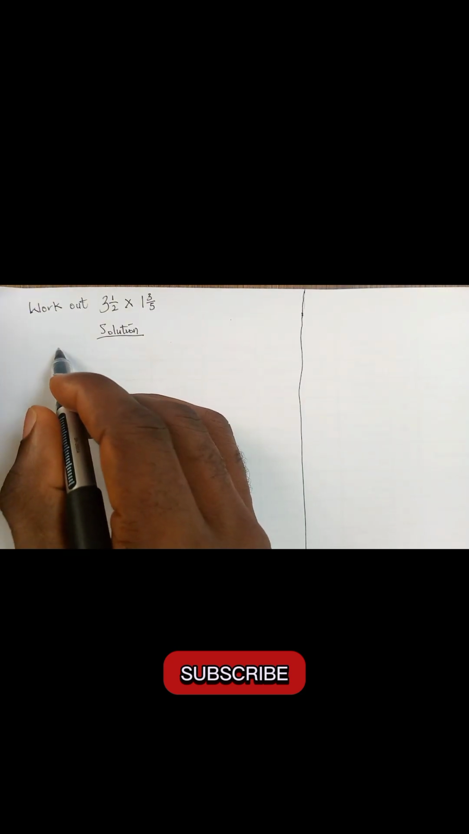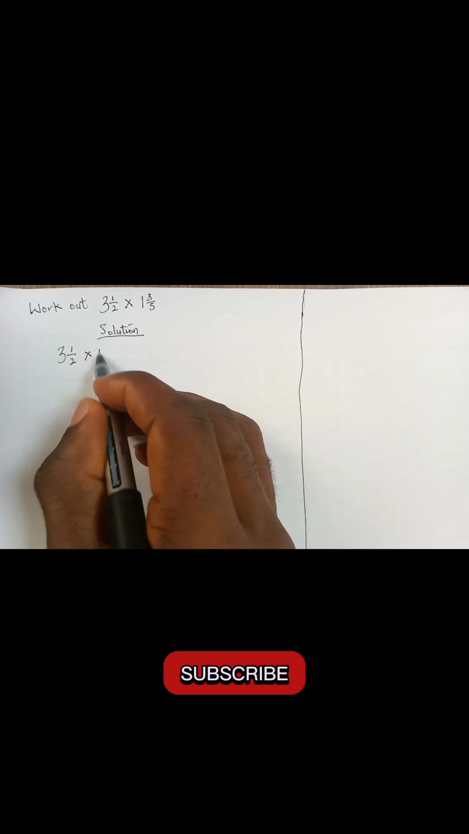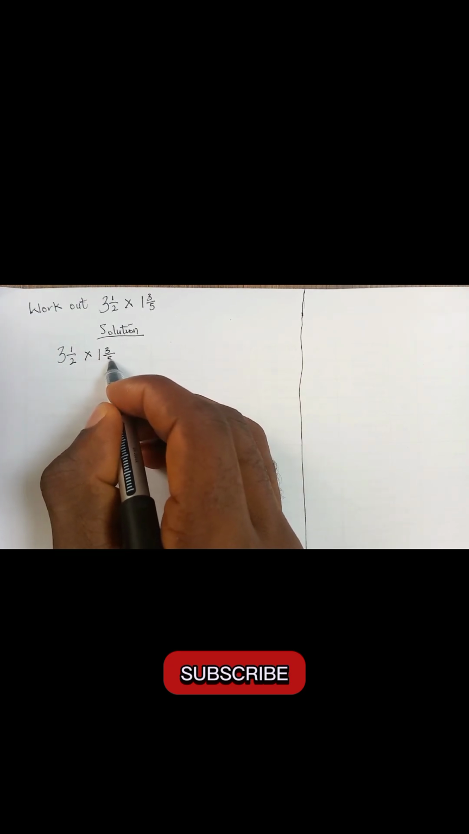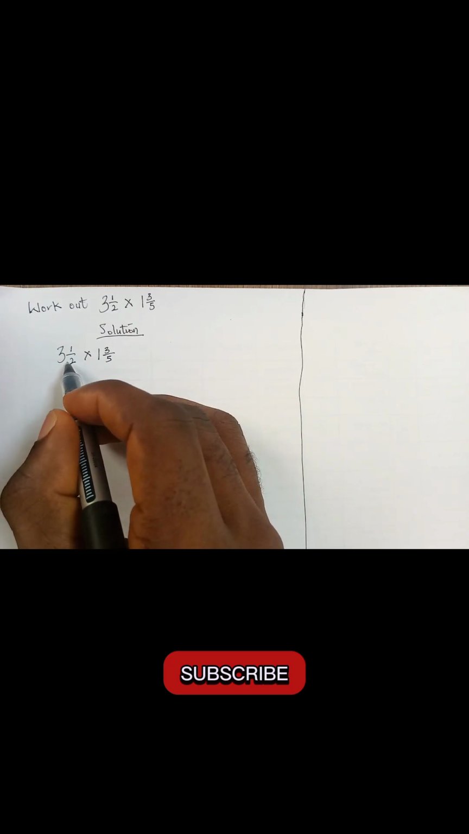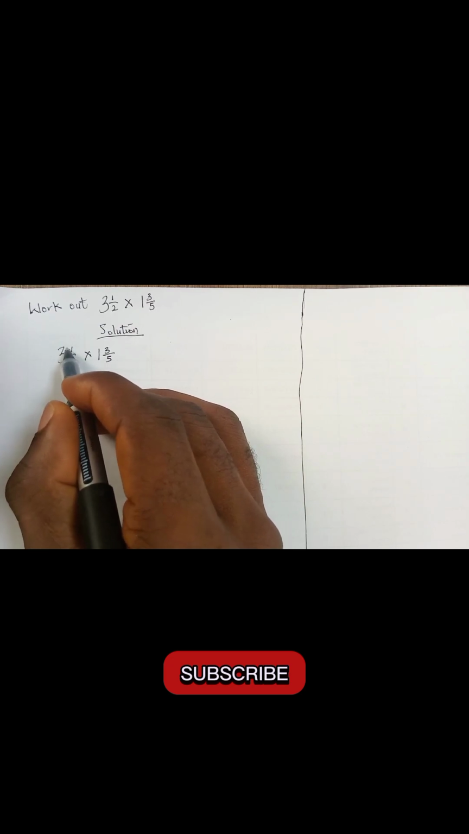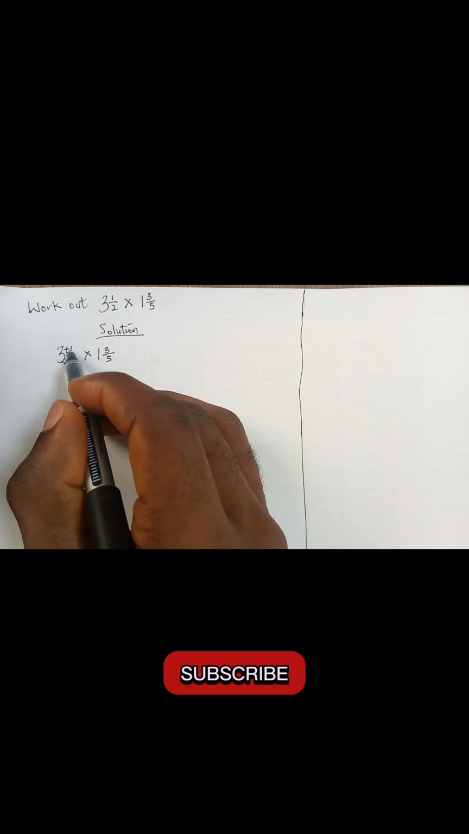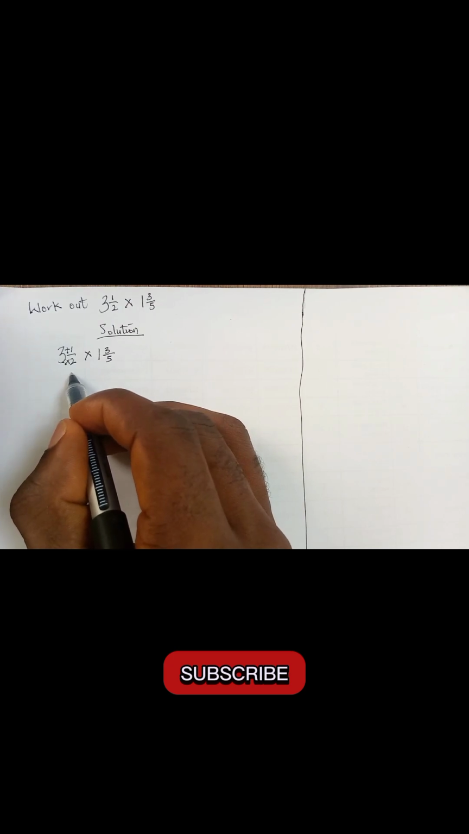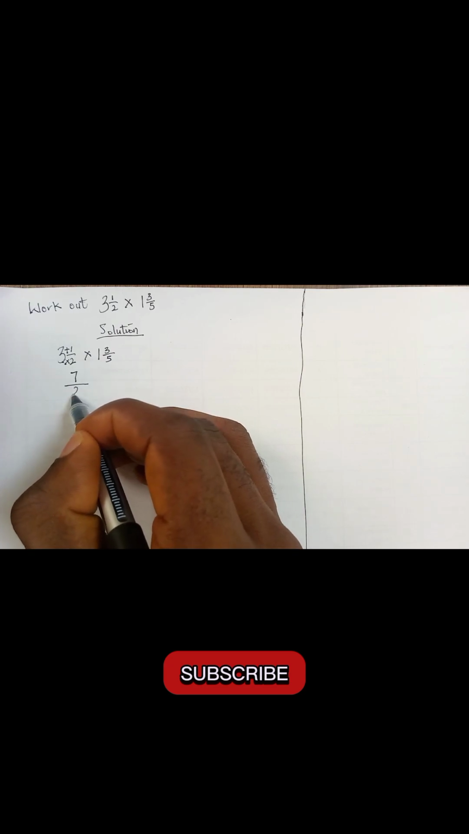To do that, we have 3 whole number 1 over 2 times 1 whole number 3 over 5. To convert this to an improper fraction, multiply 3 by 2. So 2 times 3 is 6, and then add that 6 to 1. So we have 2 times 3 plus 1. 2 times 3 is 6, 6 plus 1 is 7. Okay, so now our numerator is 7 over our denominator, which remains 2.